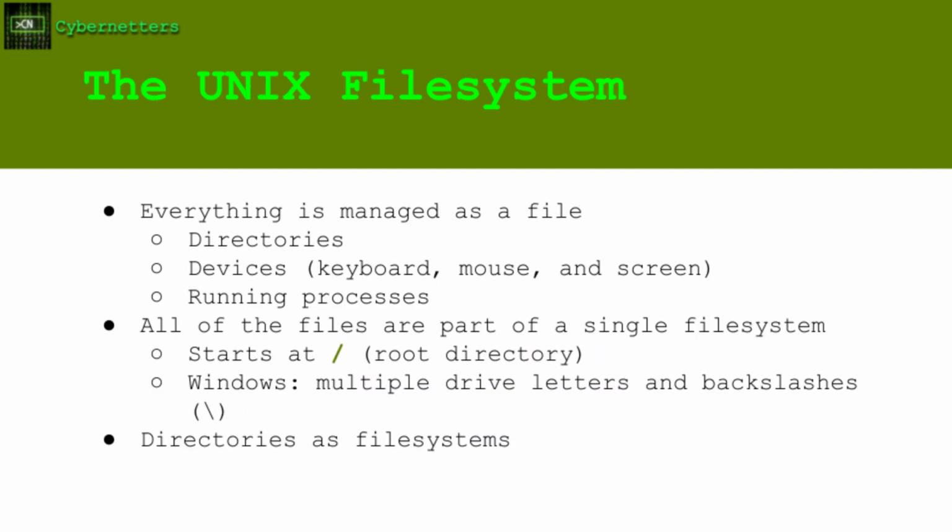So in Unix, everything is a file. Directories, devices like your keyboard and mouse, and even running processes. Unlike Windows, where you have multiple drive letters like C: or D:, Unix has one single file system that starts at /, called the root directory. Everything branches out from there. Even directories are treated as files and they can function as separate file systems when mounted. Once you get this concept, navigating and managing Unix file systems becomes a lot easier.